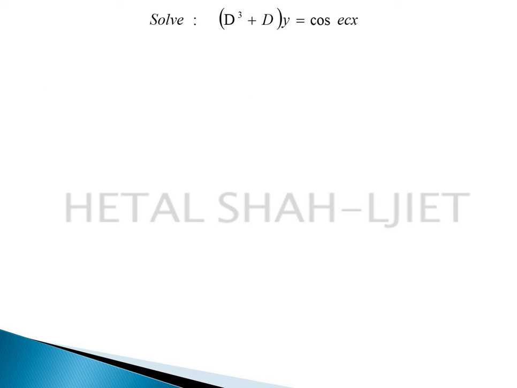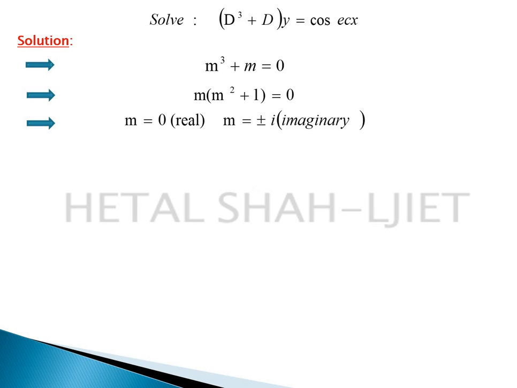Okay, students, let's move to one more example of order 3, that is D cubed plus D into y equal to cosec x. So m cubed plus m equal to 0. This is your auxiliary equation. If we take m common, in the bracket m squared plus 1 equal to 0. So m equal to 0 is real and m equal to plus or minus i, that is imaginary.